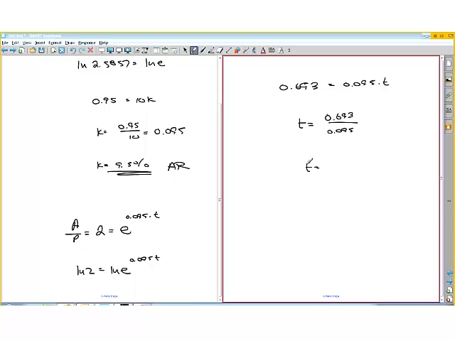0.693 divided by 0.095 gives 7.3. So we get 7.3 years to double, where A over P is equal to 2. Okay, so that sounds reasonable. We'll look at the answer. And that was 9.5, 7.3.